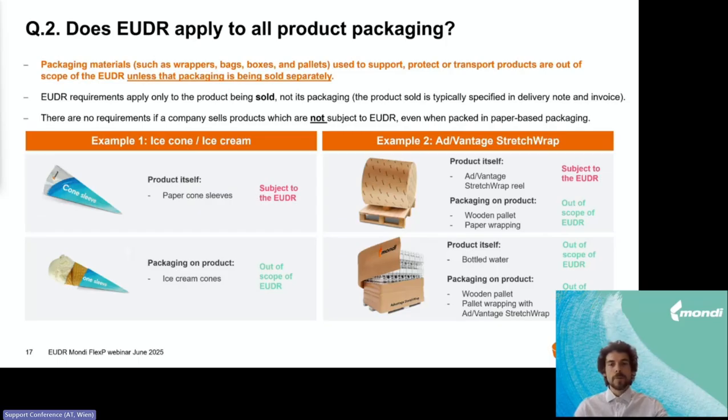Another example to make this clear is our Advantage stretch wrap. This is our in-house solution to wrap pallets. So basically, if we as Mondi are selling the Advantage stretch wrap paper reel, then we are subject to the EUDR. But the pallet on which the paper reel is laying, it's a wooden pallet, let's say, but this is out of scope, because we are not selling this wooden pallet, we are selling the paper reel.